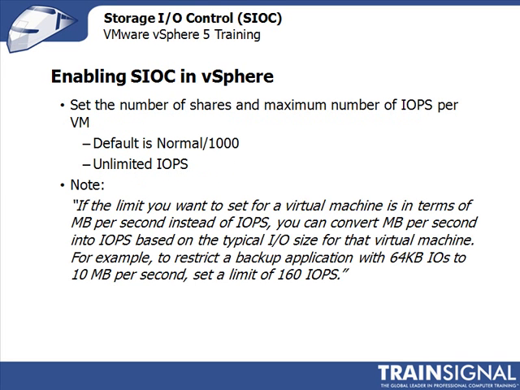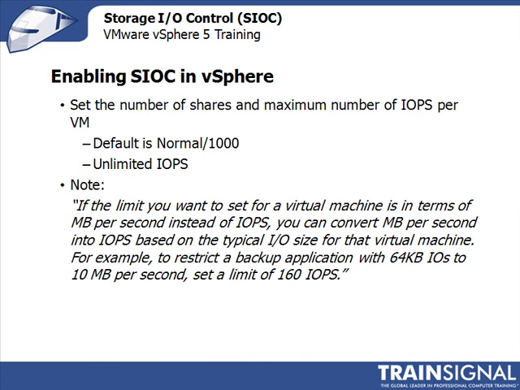Now, once it's enabled, you'll want to go and set the number of shares and the maximum number of IOPS per virtual machine. Of course, this is really optional. If you just want all the virtual machines to have the same amount of priority in the storage I/O queue, then you really don't have to configure the shares on every virtual machine. But if there's certain virtual machines that you want to have higher priority and certain virtual machines you want to have lower priority, or if you want to configure a maximum number of IOPS on particular virtual machines, then you can do that. And I'll show you how in just a second.